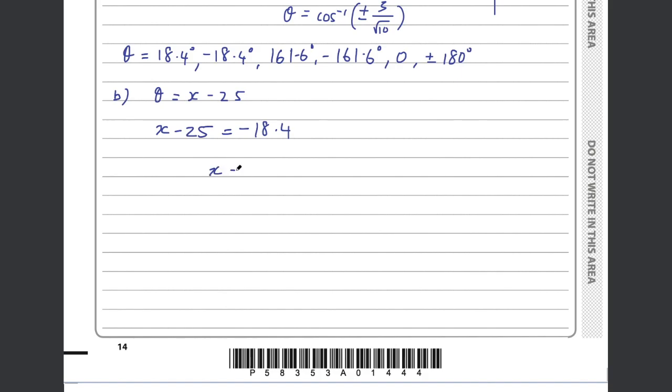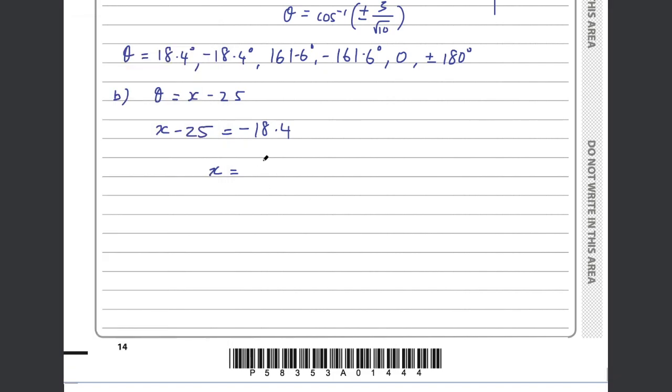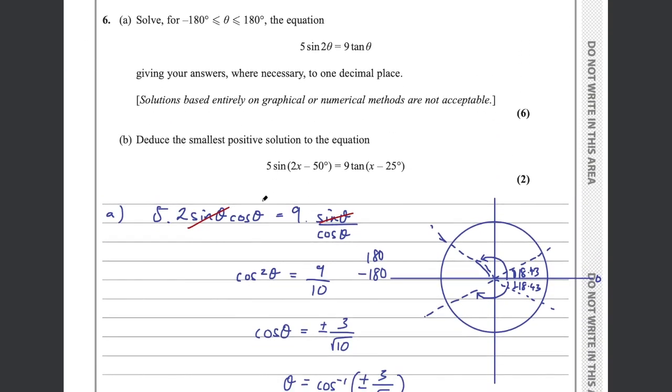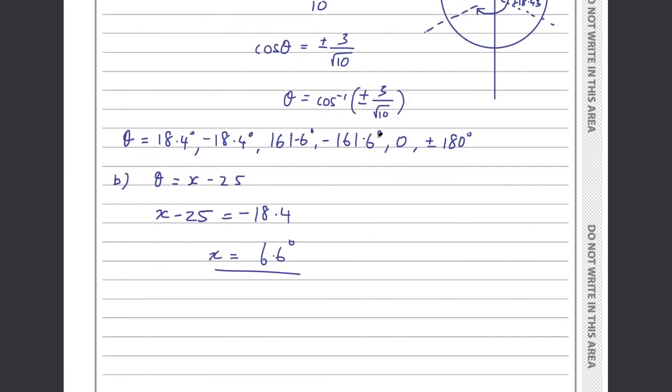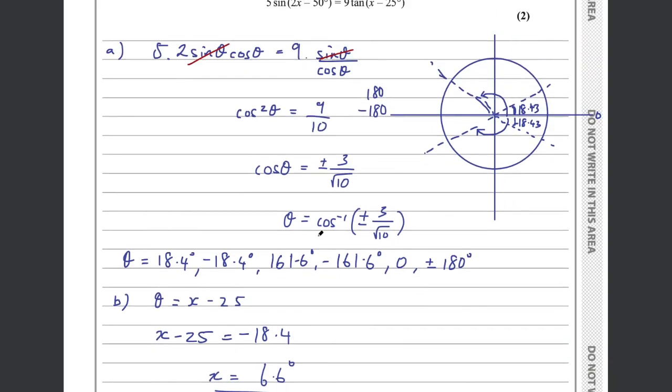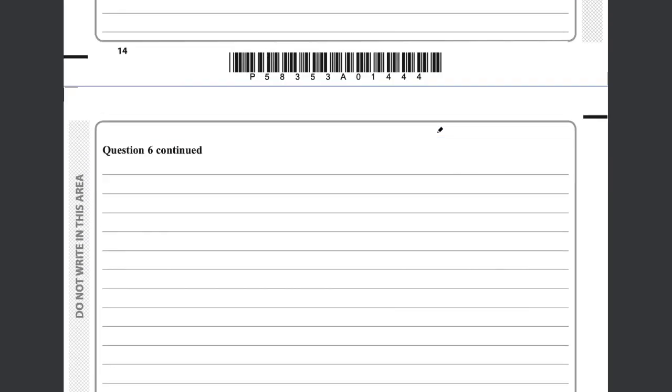And then x is going to equal negative 18.4 plus 25. Let's just put that into a calculator. And I get 6.6 for x, 6.6 degrees. And just double checking, I answered the question, deduce the smallest possible solution for the equation. Yes. So x equal to 6.6 degrees for that one. That was a total of 8 marks for question 6. On to question 7.